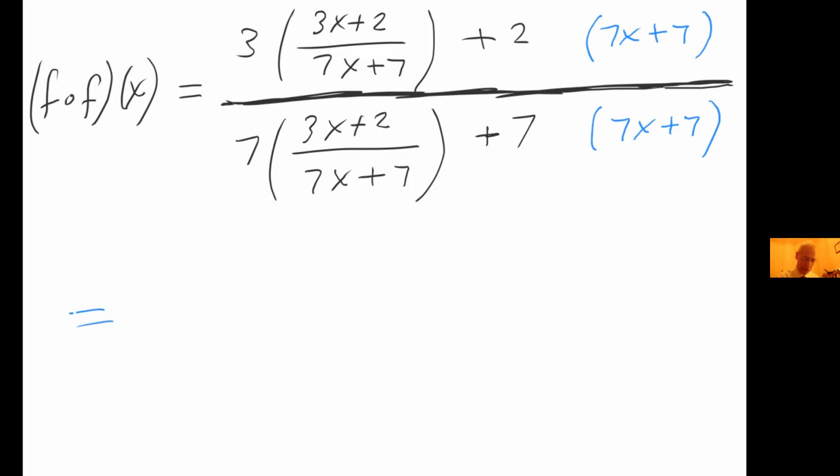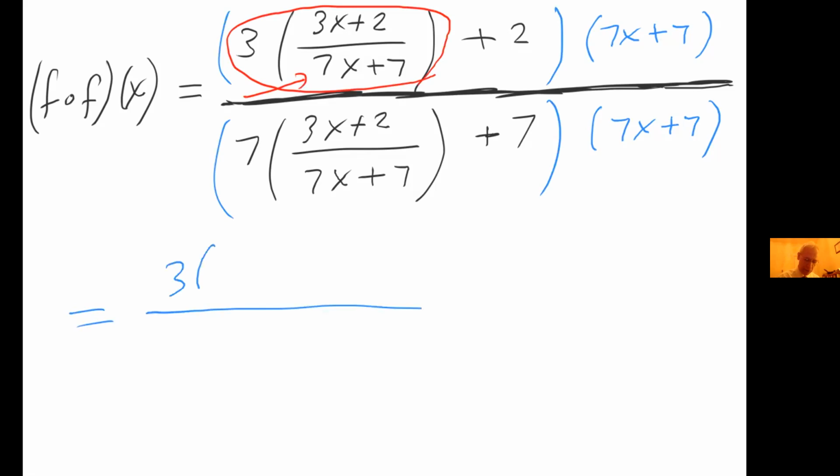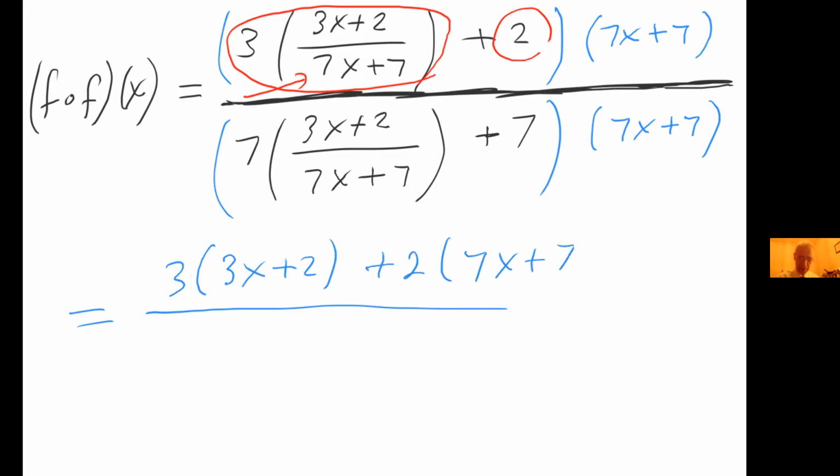Now notice that here you have to carefully distribute this 7x plus 7. So this first part times 7x plus 7, the 7x plus 7 in the denominator cancels out. So I am left with 3 times (3x + 2). Now, when I distribute this 2, I get plus 2 times (7x + 7).